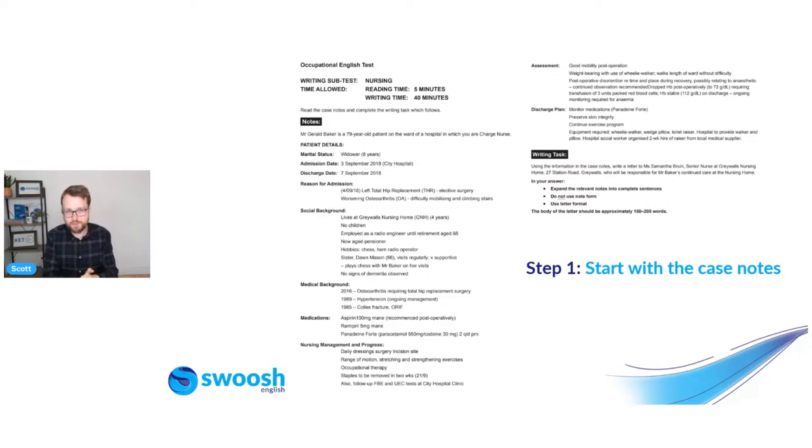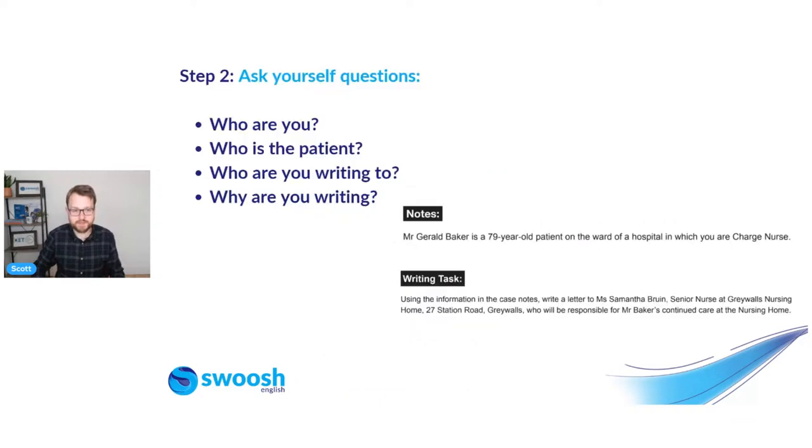So what can you do in those 5 minutes of time? Well, we'll start with the case notes, okay? So what we should look at the very beginning is the notes section and the writing task. And we'll find some key information in these two areas that will help us with the first thing that we should do in OET writing, and that is identify our purpose, okay?